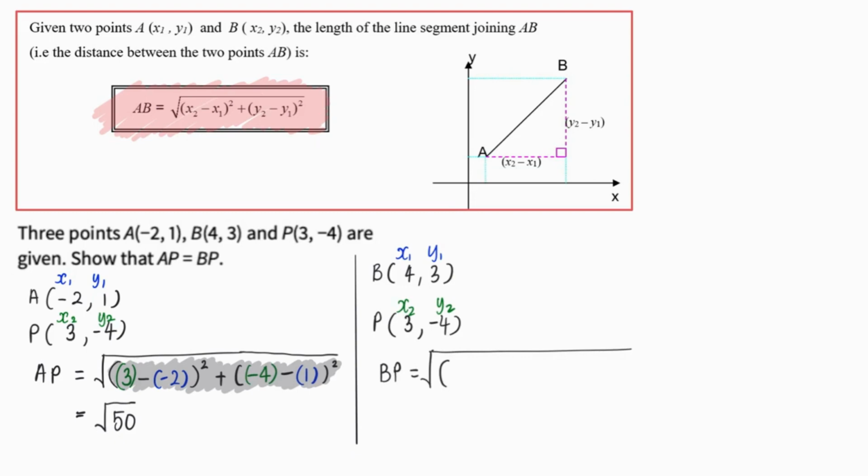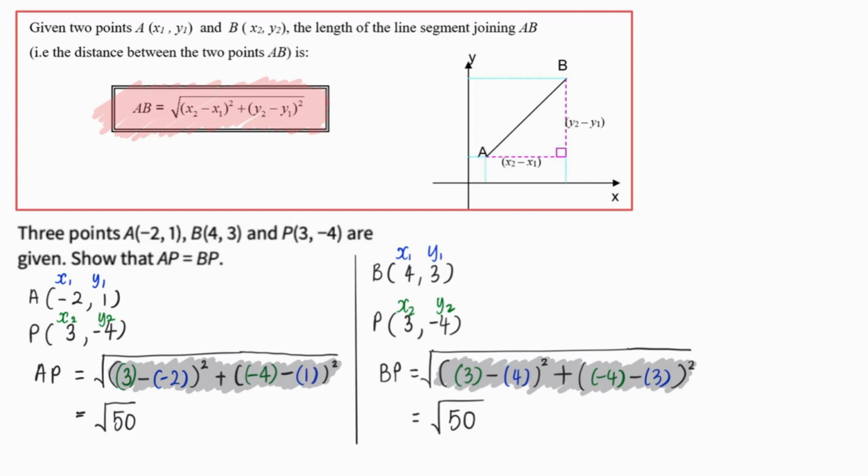again I would have my x2, 3 minus 4, x1 bracket square plus my -4 minus my +3, the whole thing bracket square, and again do take note, Mr. Tan is going to simply find the value or the number inside the square root, and I would get 50.